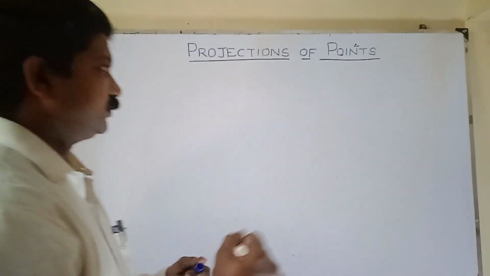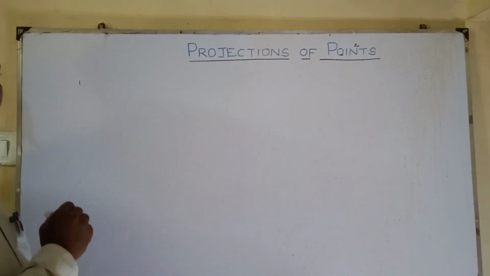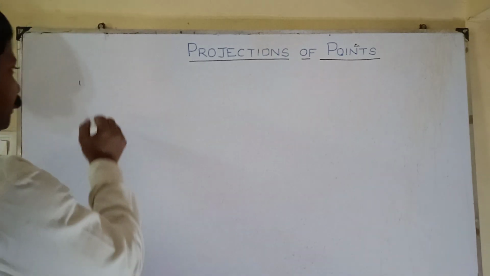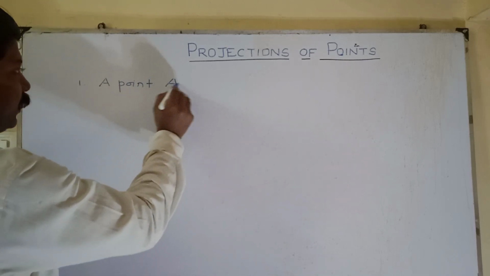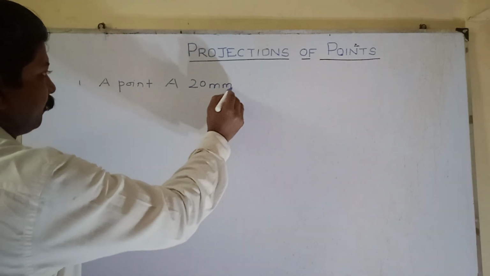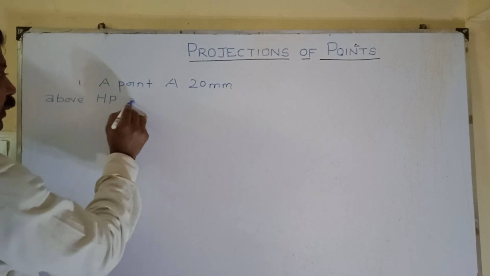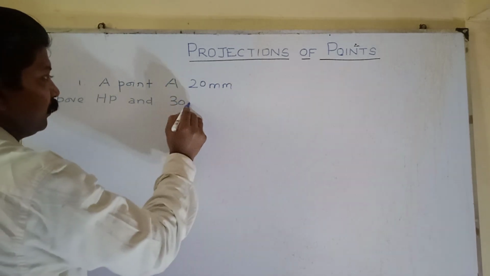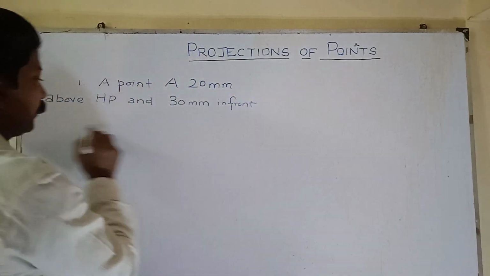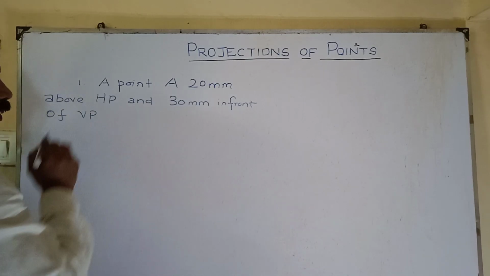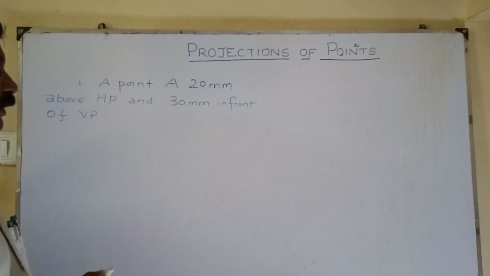Consider a point A. The first question: a point A is 20 mm above HP and 30 mm in front of VP. Draw its projections. So consider the first quadrant, 20 mm above and 30 mm in front.